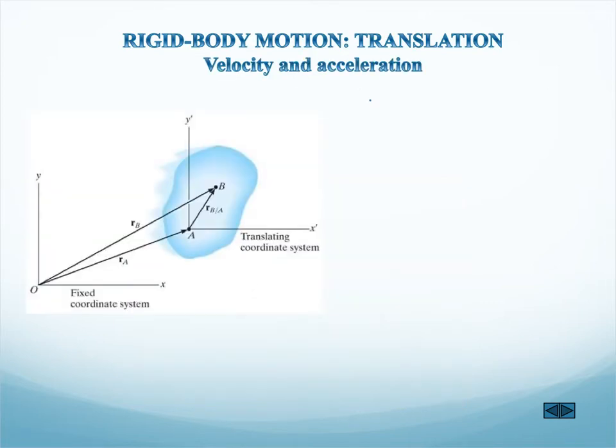But what happens if we think about velocity and acceleration? How do these relationships change? So if we start with our relationship, R sub B is equal to R sub A plus the position of B relative to A, and let's take the time derivative of this expression.